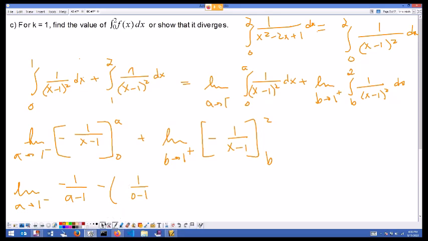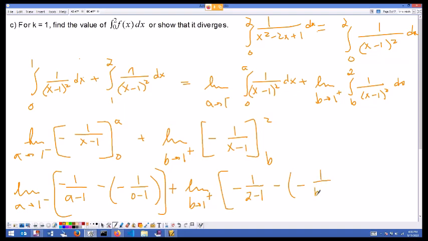That should have been negative. There we go. Plus the limit as b approaches 1 from the right of negative 1 over 2 minus 1 minus negative 1 over b minus 1. And as you come through to try and evaluate this, as you plug in 1 from the left here, this limit is undefined.